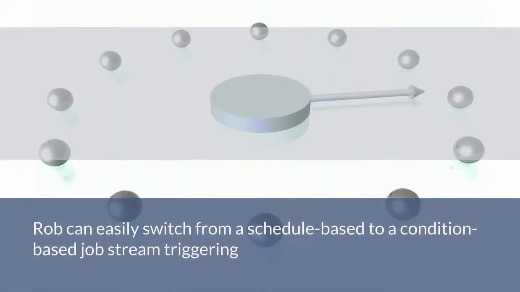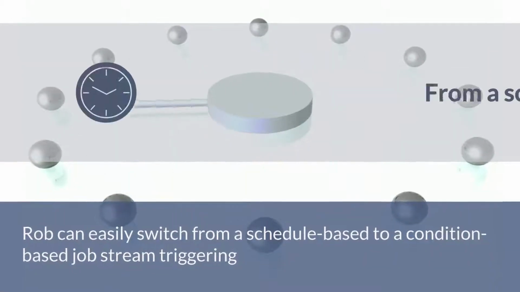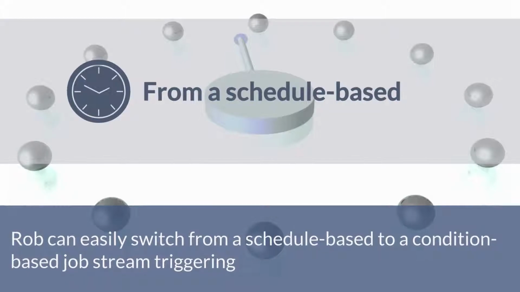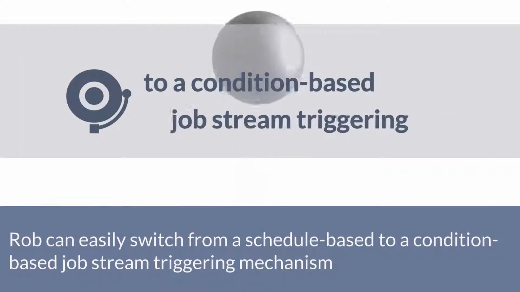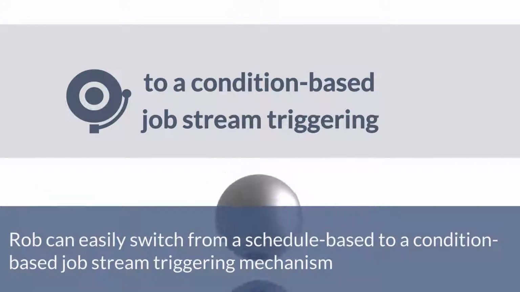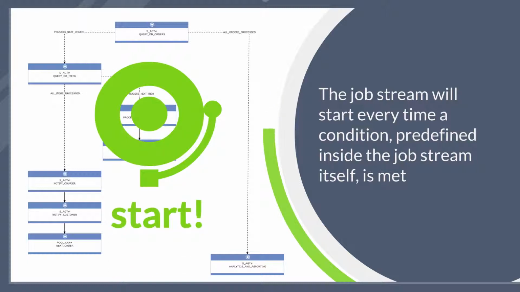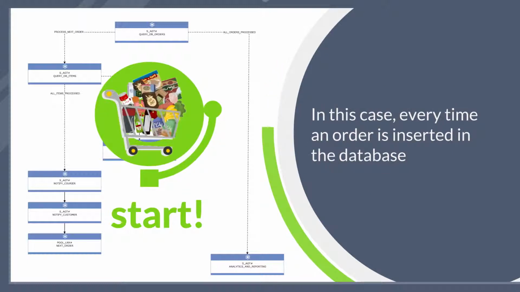With the condition-based workload automation feature, Rob can easily switch from a schedule-based to a condition-based job stream triggering mechanism. The job stream will start every time a condition, predefined inside the job stream itself, is met. In this case, every time an order is inserted in the database.